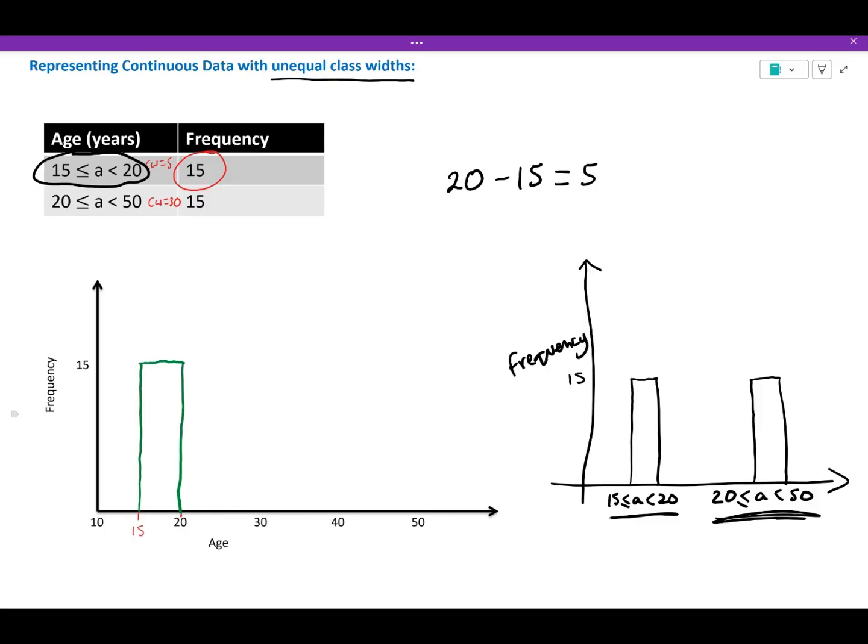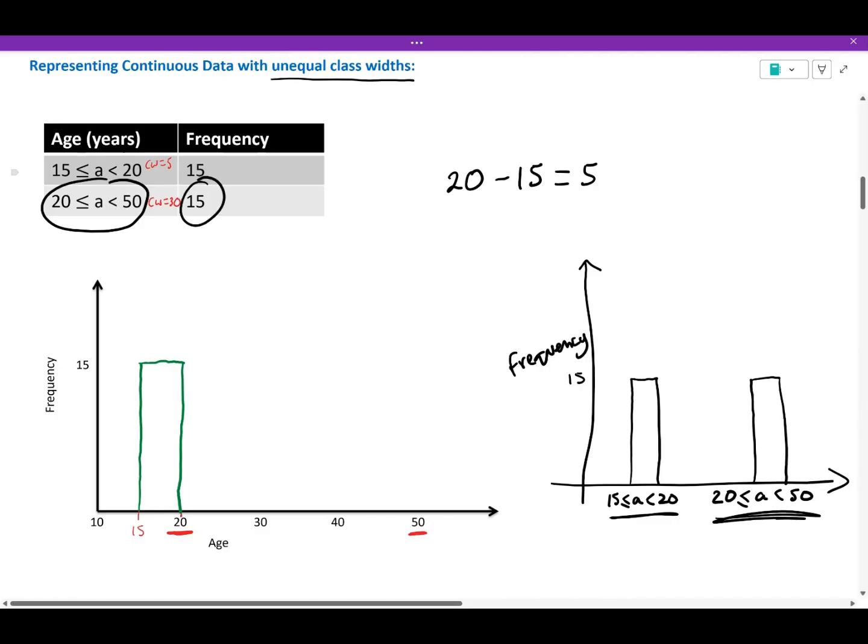Now let's do it for the second one, the 20 to 50. What I'm going to start by doing is identifying 20 to 50 on the x-axis. So we've got 20 here. The bar is going to start where the green one ends, because the classes touch each other. One ends at 20, the other one starts at 20. And it's going to go up to 50. We also know the frequency is 15, so that's going to be the height of my bar, which is the same height as the green one. So I would go along like this until I get above 50, and then we'll go down like that. And then that would be my bar chart drawn.